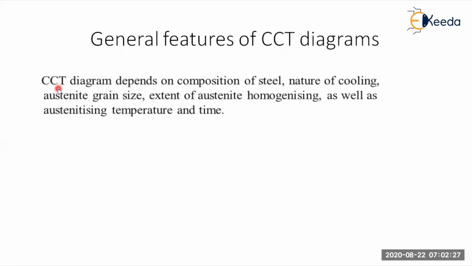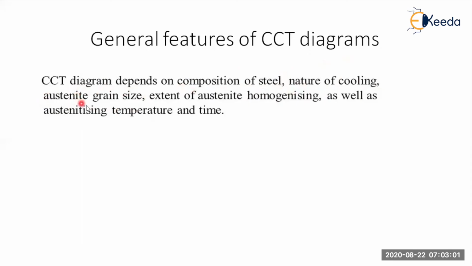Now let me briefly recap whatever we have discussed up to now, that is the CCT diagram. Whatever the CCT diagram that you have seen now, this diagram completely depends on the composition of the steel. As I said earlier, that means how much carbon percentage is available. Is it 1% or 1.5 or 2%? It completely depends on the composition of the steel and the nature of cooling, how fast you are maintaining the cooling rate, and the grain size of the austenite.